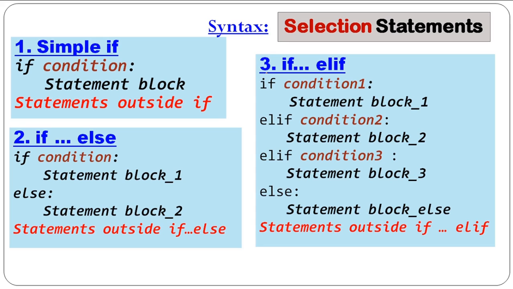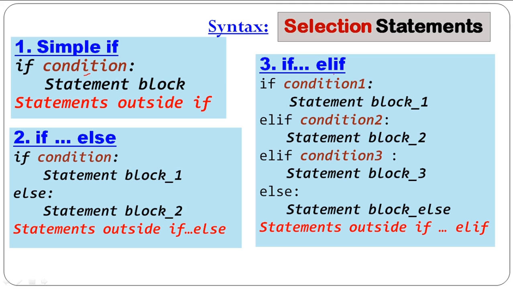All three syntaxes of simple if, if else and if elif are given. Here we are evaluating a single condition and the statement block is executed, and after that the statement outside the if is executed. In the second conditional statement, the condition is evaluated, statement block 1 is executed if the condition is true, otherwise statement block 2 is executed, and after that statements outside the if else are executed.